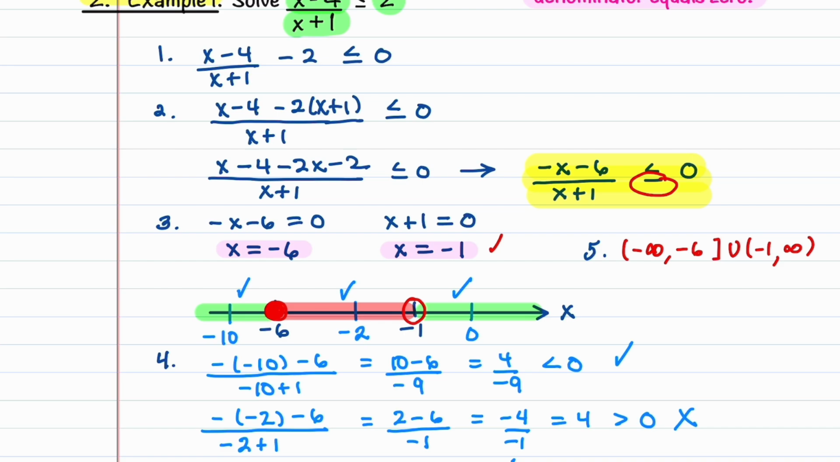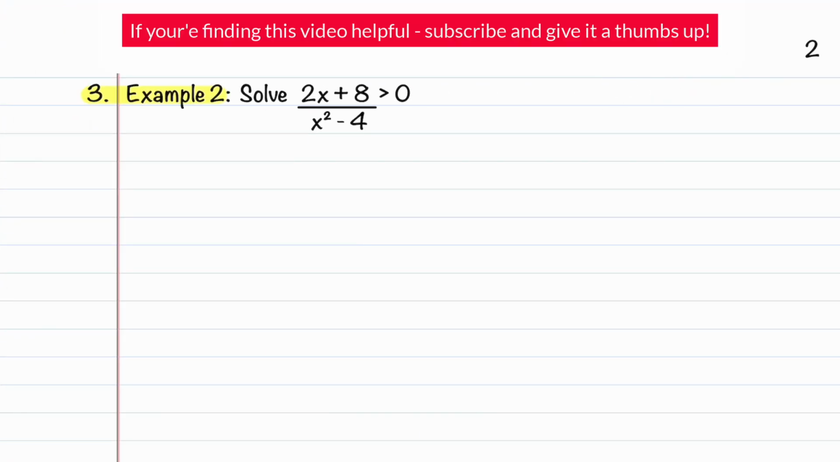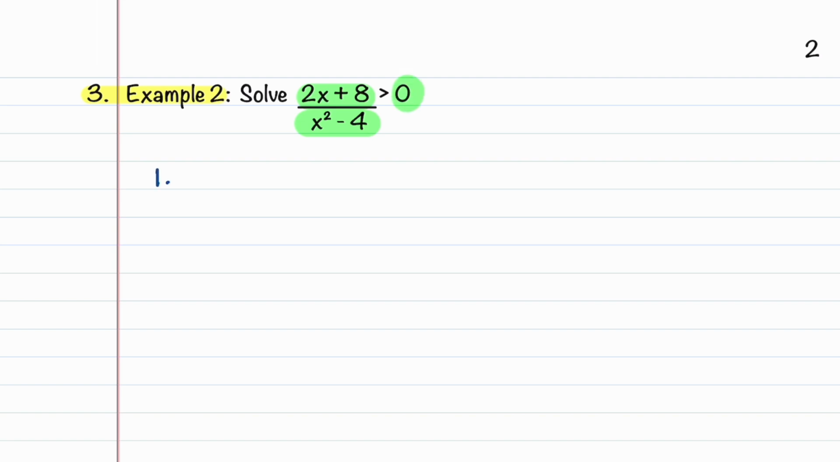Let's now go on to another example that's a little bit more complicated. In this example, we are going to be solving (2x + 8) divided by (x² - 4) is greater than 0. Our first step tells us to get 0 on one side of the equation. That's already done, so let's just say done.